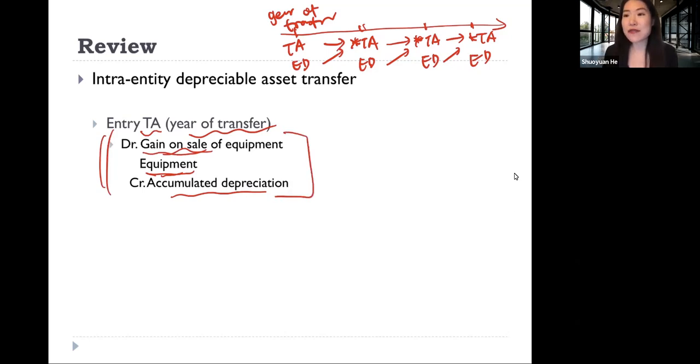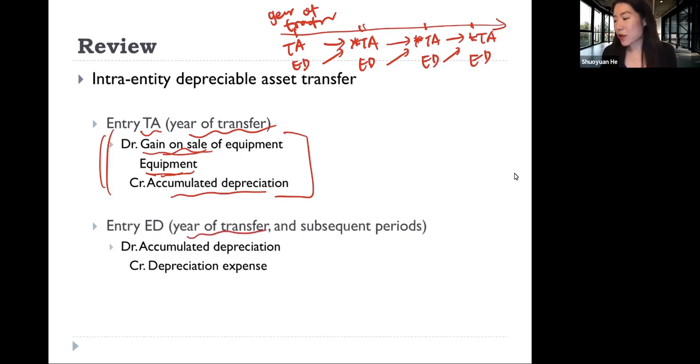This journal entry is just for the situation where the asset is transferred at a gain, and the original book value of the equipment is more than the new book value of the equipment. This is the journal entry we write in this situation, which is pretty common. But you should also understand there can be other situations that may need you to write this journal entry a little bit differently. And then the ED entry, we have it in the year of transfer and all of the subsequent periods. The entry is to debit accumulated depreciation, credit depreciation expense.